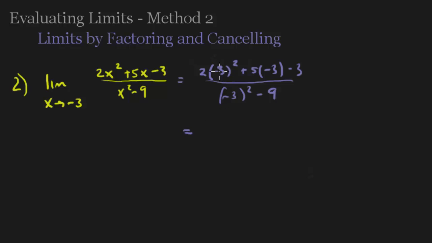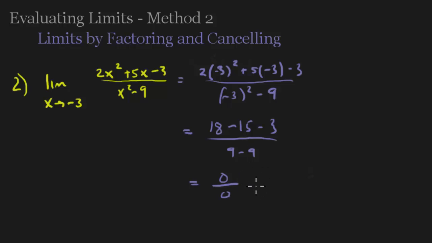So here we're going to get negative 3 squared. That's 9 times 2 is 18. Then we're going to get minus 15 and minus 3. On the bottom, we're going to get 9 minus 9. Well, on the top, 18 minus 15, that's 3, minus 3 is 0. And on the bottom, 9 minus 9 is 0.